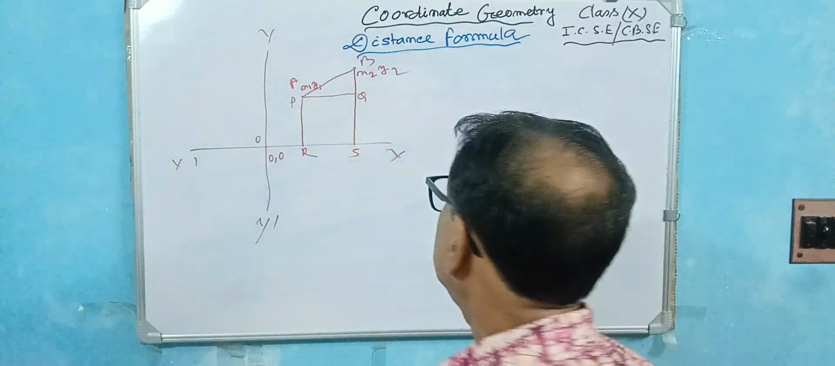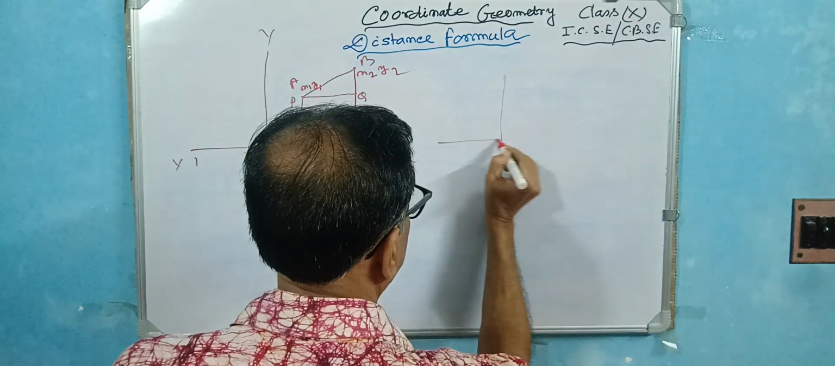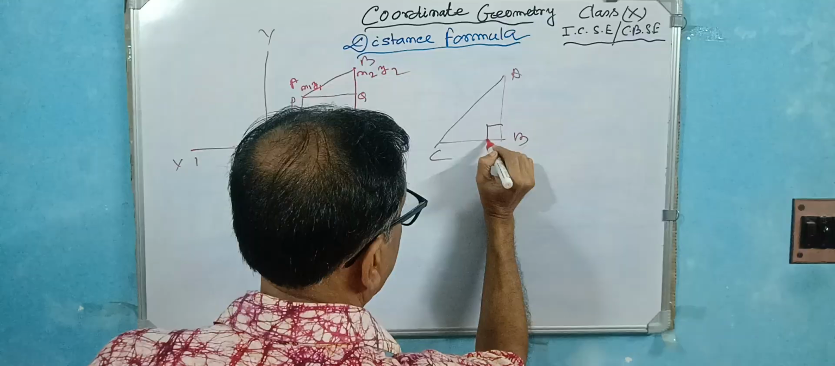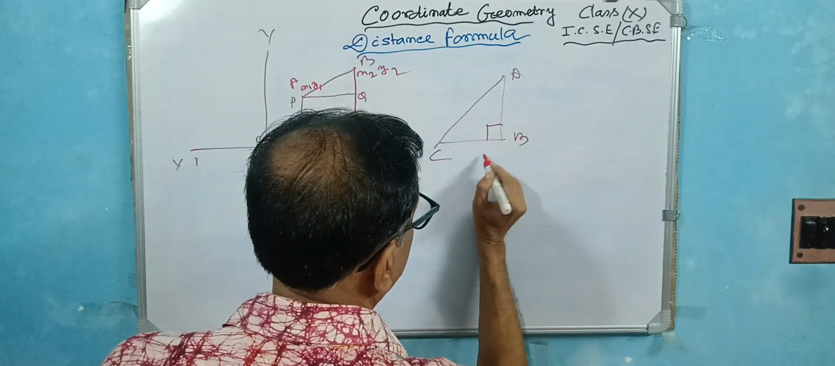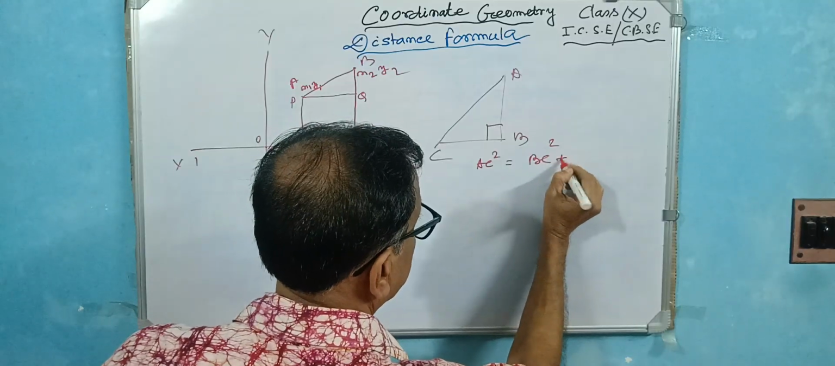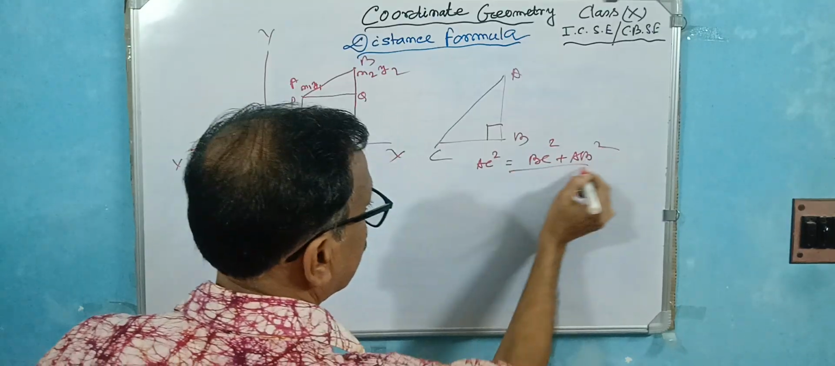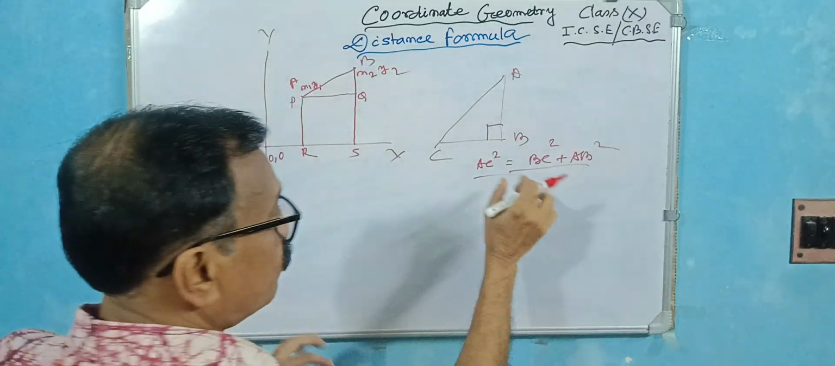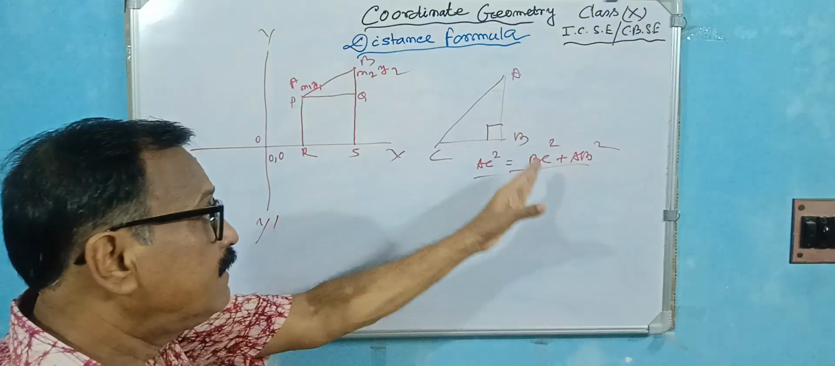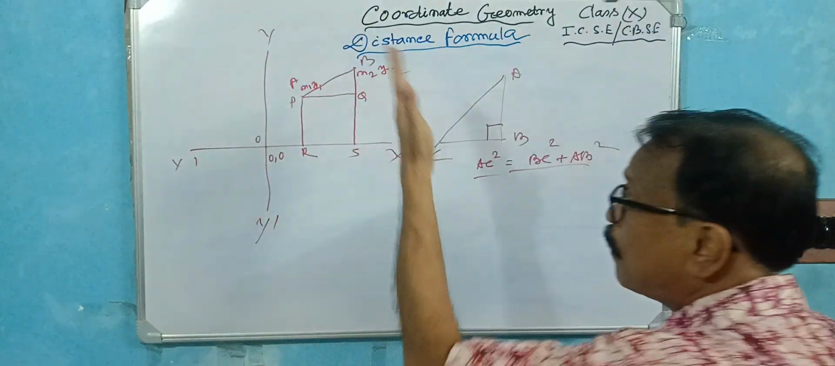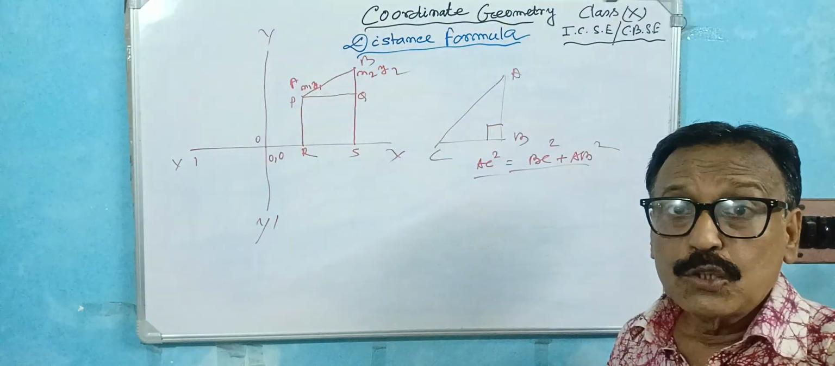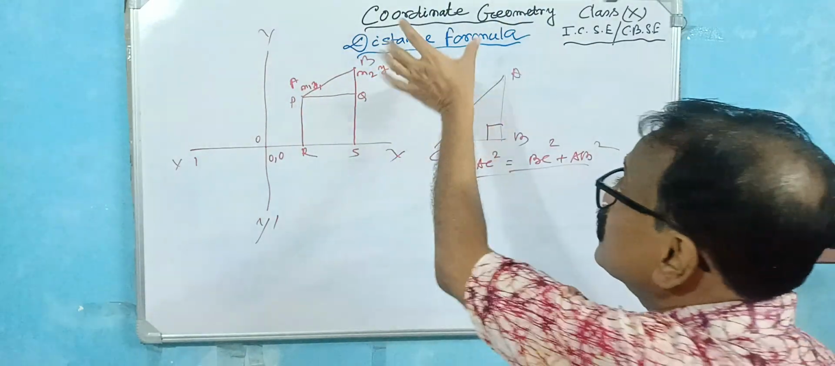In the Pythagoras formula, suppose this is ABC, this is 90 degrees, so this is the hypotenuse, so AC square is equal to BC square plus AB square. From there you calculate: if you know BC and AB, you find AC. If you apply this Pythagoras application here, you calculate the distance AB. So that is how the distance formula is formed.